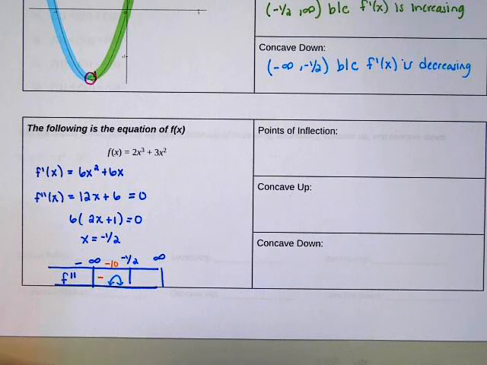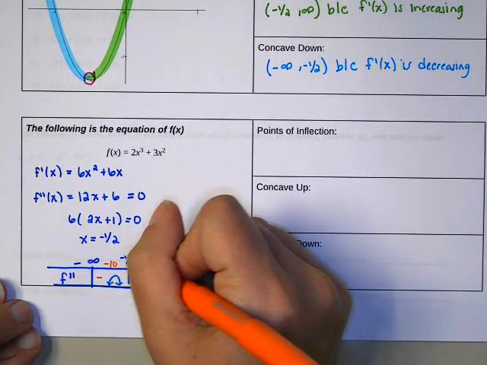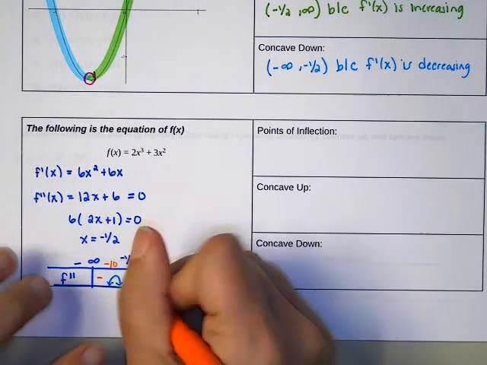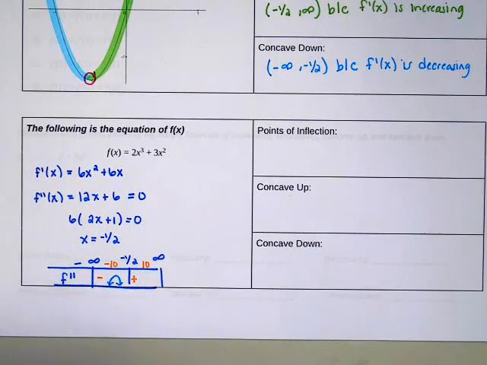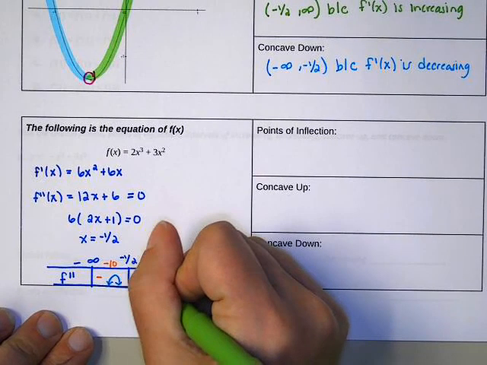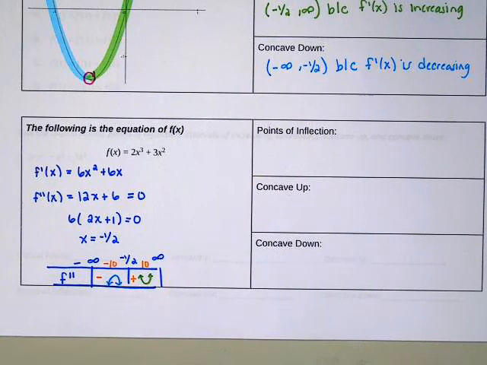I'm going to pick a number bigger than negative 1/2, like positive 10, and when I plug that in, I get a positive answer, which means the original graph was concave up. So I'm going to draw a little picture of a cup. Now I can use that chart of the second derivative values to answer my questions.